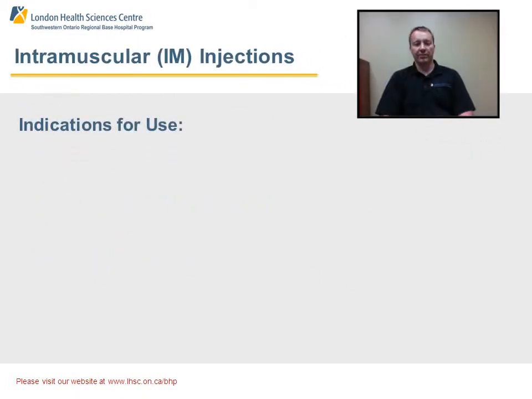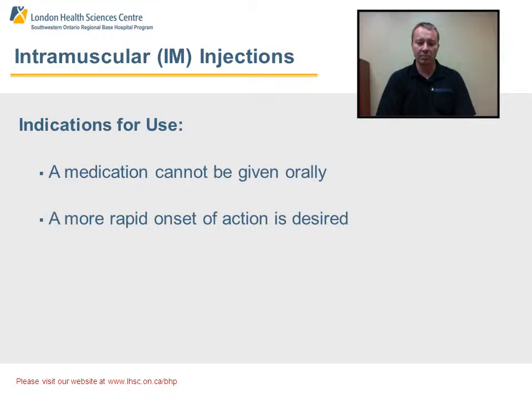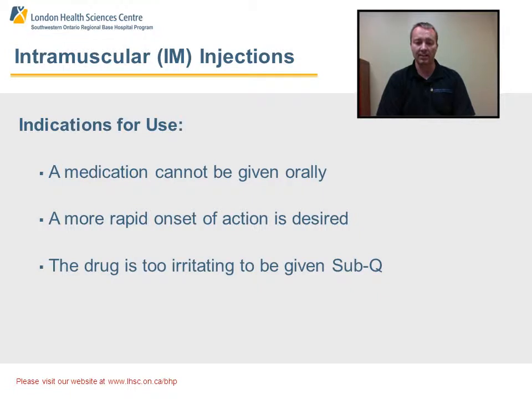So what are our indications for use? An intramuscular injection is used when we can't give medications orally. It penetrates the epidermis, the dermal tissue, down to the subcutaneous layer, and then into the musculature itself. This route is used when drugs can't be given orally, and a more rapid onset of action is desired. Or the third reason is if the drug is too irritating to be given subcutaneously. More blood flows to the muscles than into the subcutaneous layer, therefore allowing for a quicker absorption process.